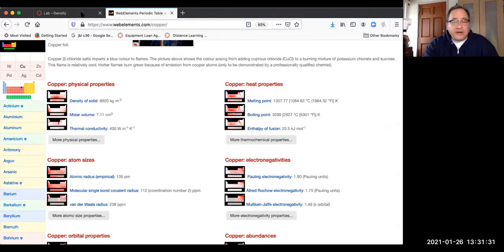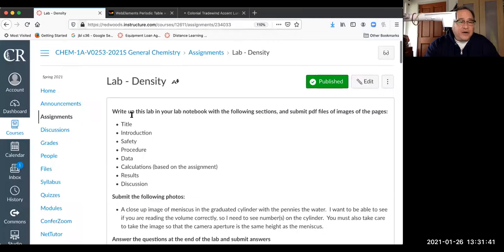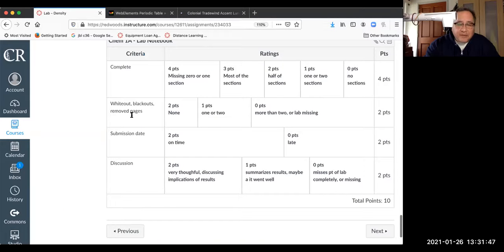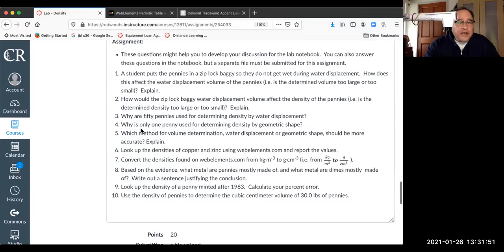And what I'm going to do now is I'm going to switch my share because, well, I'm not going to switch my share yet. I'm going to go back to the lab. And can you see the questions, I believe 6 or 7, I can't remember which. Oh, I got to get rid of that rubric. So if we look at number 6, we look these up and we find the values.